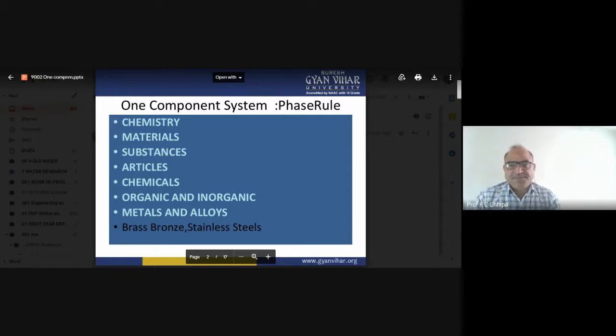So brass has the combination of zinc and copper. That is a mixture, and that is an example of an alloy. An alloy of two components, for example copper and zinc, has a specific relationship, and that relationship is controlled by the phase rule. Therefore, brass, bronze, and steel are other examples.